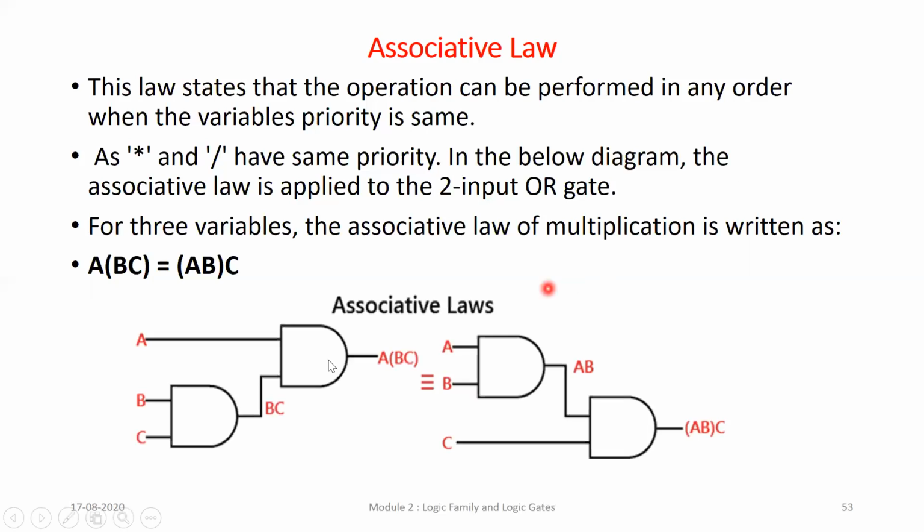Just see. I'm trying to prove associative law. So what I will do is, B and C are clubbed. So B and C, I give to an AND gate. Okay. So at the output, I have BC. And the next input, which is left alone, that is A. I give it to the second AND gate. So in two stages I am doing A into BC. So that's why it is A into BC.